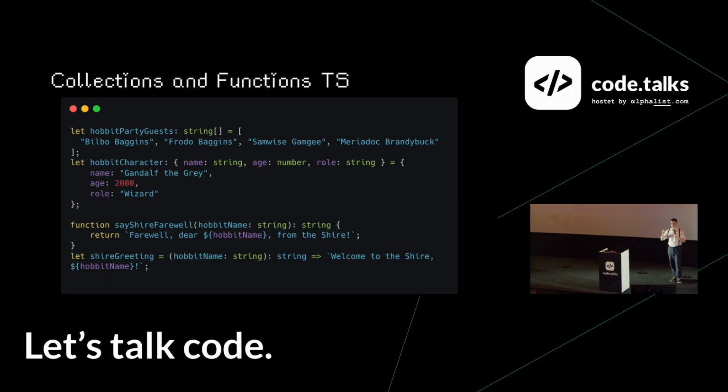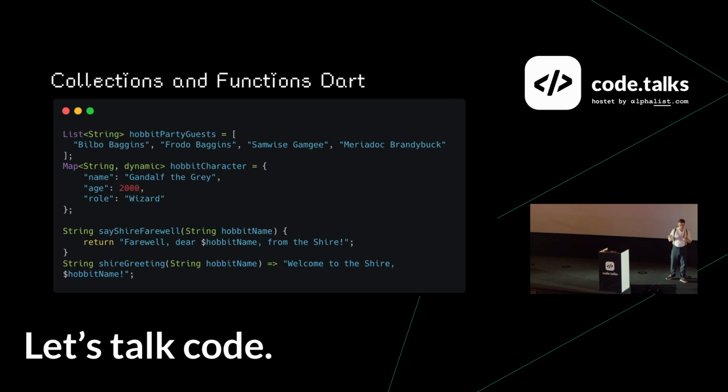We have collections and functions in TypeScript. We could type our variables like strings, list of strings, or arrays. Then we have objects with key value pairs. We have functions. We could type the functions. We could type the parameters. And we have arrow functions for more readability sometimes. And Dart is not an exception here.